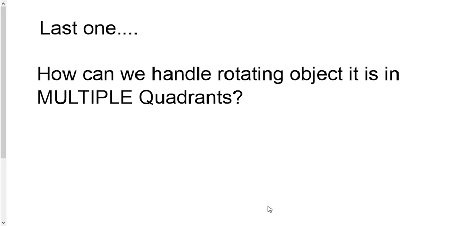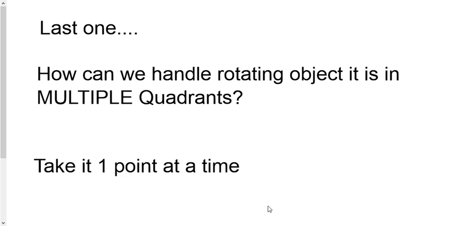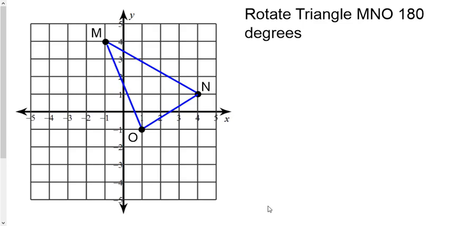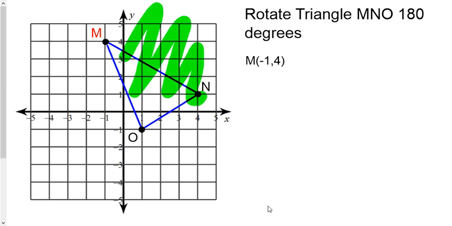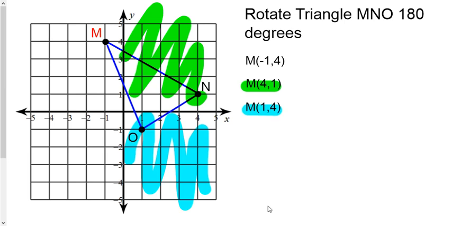Last one, what do you do if the object is in multiple quadrants? Take one point at a time. So if I rotate this 180 degrees, that means two 90-degree rotations. Let's take a look at M. M is -1, 4. 90 degrees, that would flip-flop it. Another 90 degrees would put us where we want to stay, so flip-flop those.